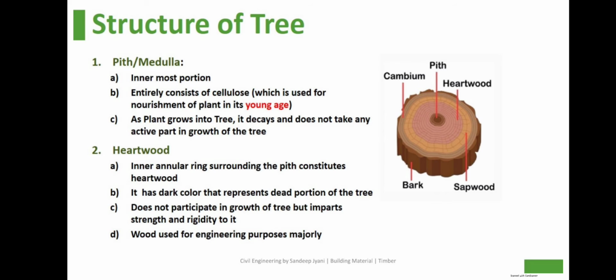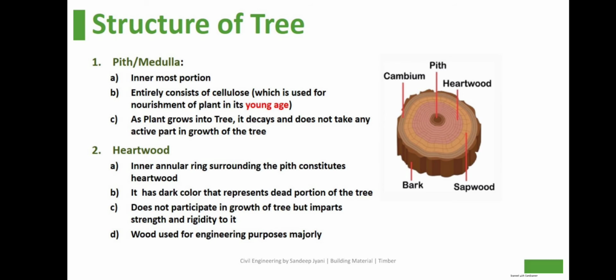Structure of tree. First, pith or medulla. The innermost portion entirely consists of cellulose, which is used for nourishment of the plant in its young age. As the plant grows into a tree, it decays and does not take any active part in the growth of the tree.